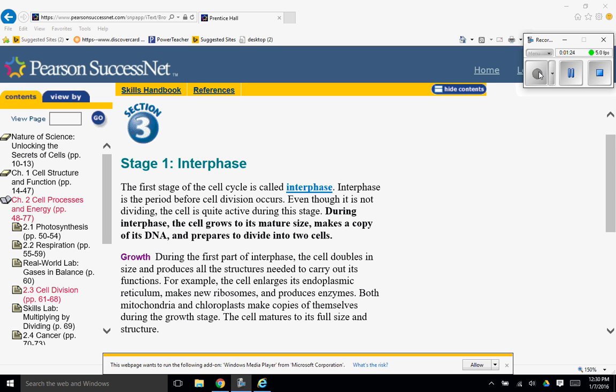Stage 1, interphase. The first stage of the cell cycle is called interphase. Interphase is the period before cell division occurs. Even though it is not dividing, the cell is quite active during this stage. During interphase, the cell grows to its mature size, makes a copy of its DNA, and prepares to divide into two cells.